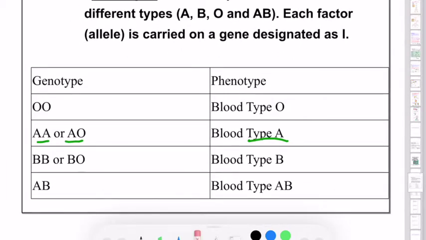I'm not sure why they're already underlined. So how we would write our genotypes for these, it's not really written out properly. How we would write these is little i for O. IA would be IA. This is how the genotype would show up. Or IO, and we just use little i for O's.